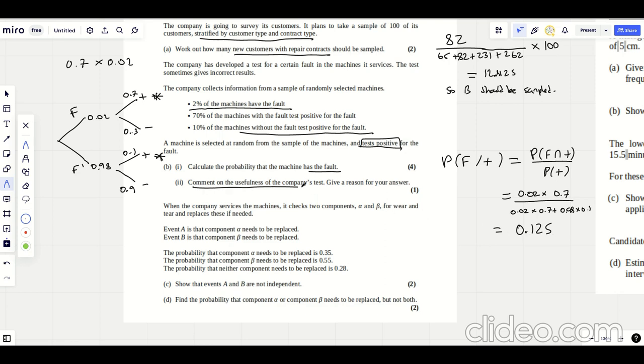Comment on the usefulness of the company's test. Okay, right. There's only a 1 in 8 chance that, if you've got a positive result, you've actually got the fault, which sounds useless, yeah? Test not very good, as even with a positive result, there's only a 1 in 8 chance of actually having the fault.